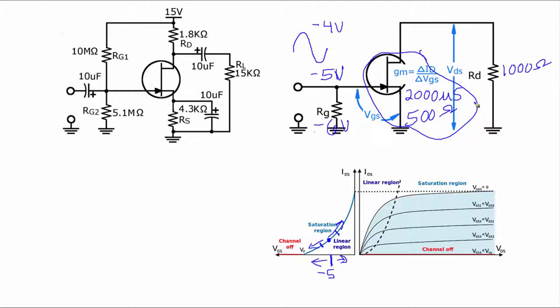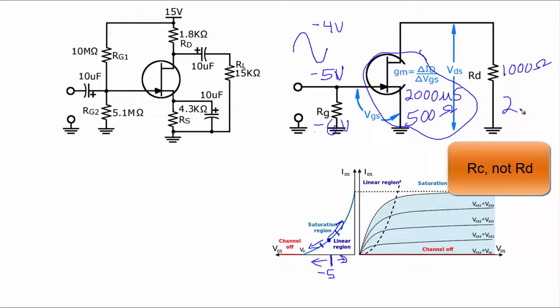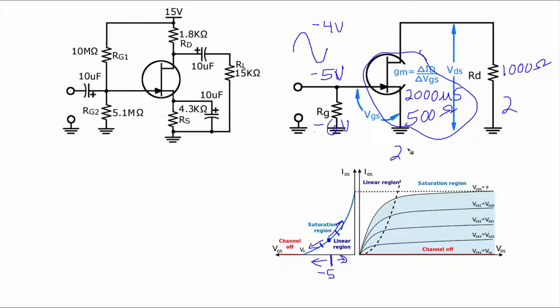Well, if we go back to transistors, remember it's just going to be RD divided by this, so we're looking for a gain of 2. The output resistance divided by the input resistance. Or just as easily, and this is the proper way to do it, take that 2,000 microsiemens and multiply it by our resistance at the output, or 1K, and we'll end up with the same thing, a value of 2, so that's the overall gain.